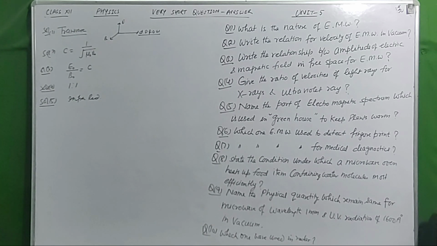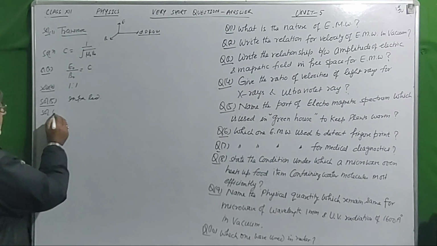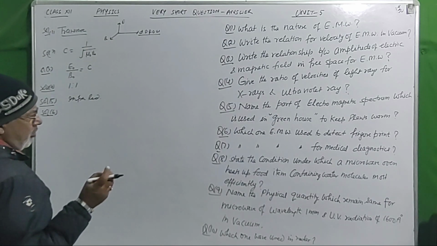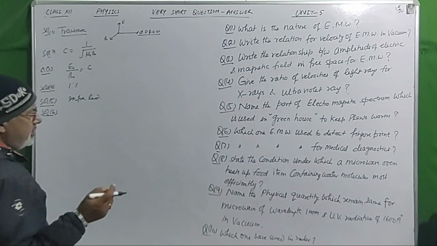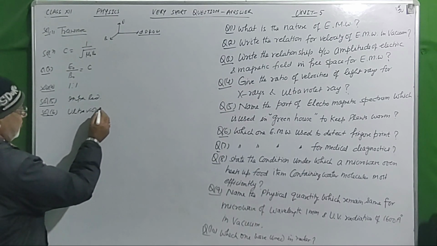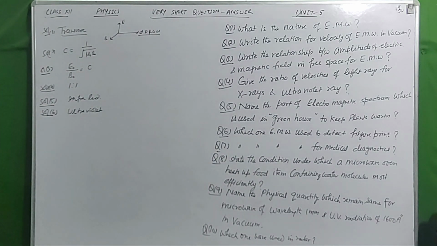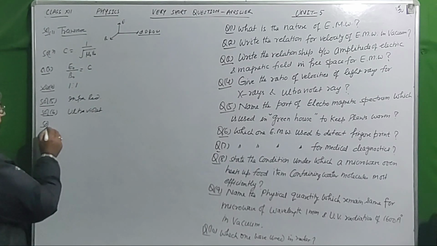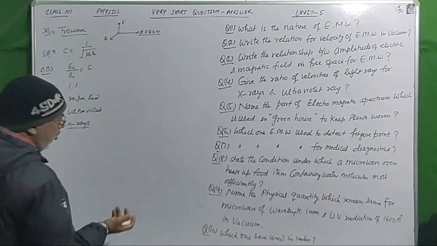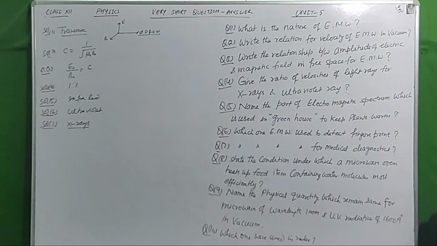Which electromagnetic wave is used to detect fingerprints? If any term is used for detecting forged documents, fingerprints, or for sterilizing medical instruments, it means ultraviolet. Which electromagnetic wave is used for medical diagnostics? For medical diagnostics, which one do we use? We are using X-rays. Heart, broken bone, or any foreign element like a stone is diagnosed by using X-rays.